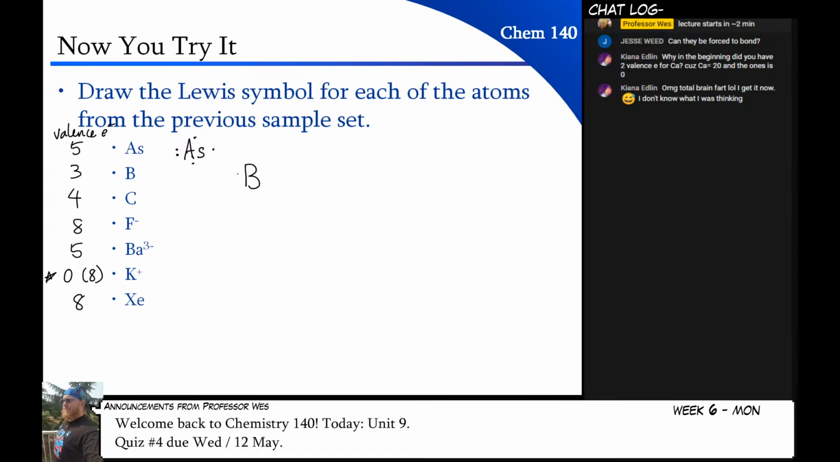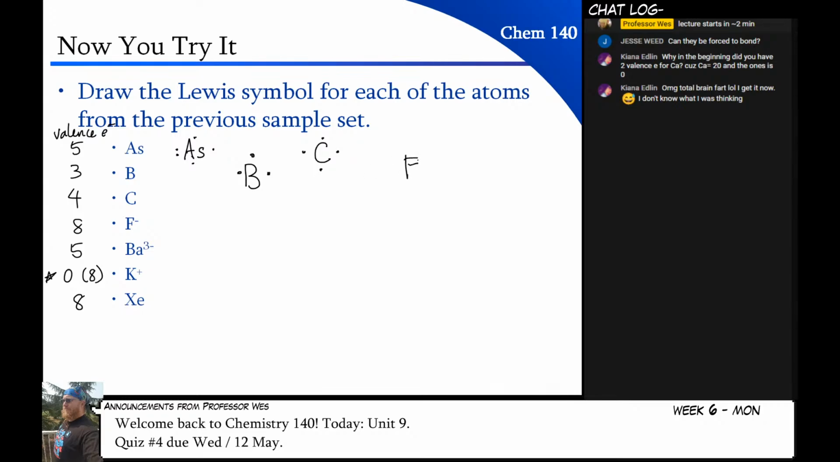Boron's got 3 valence electrons. 1, 2, 3. There you go. The empty side can be any side, doesn't matter. Carbon has 4. Now, unlike the other ones, this is the only valid answer for carbon. And it's that way because we have to basically put 1 dot on each side, and I run out of dots at the same time I run out of sides, so there's only one way to represent it.